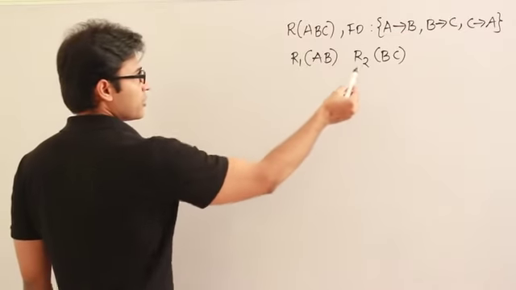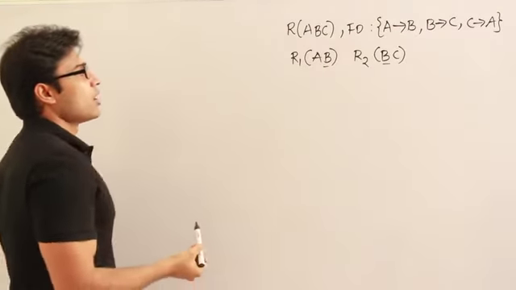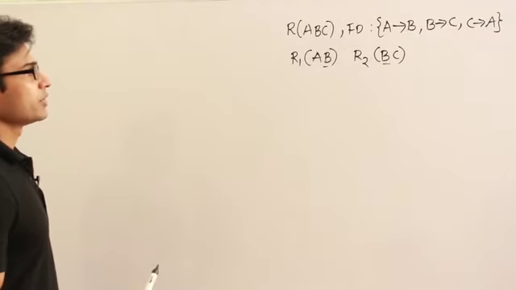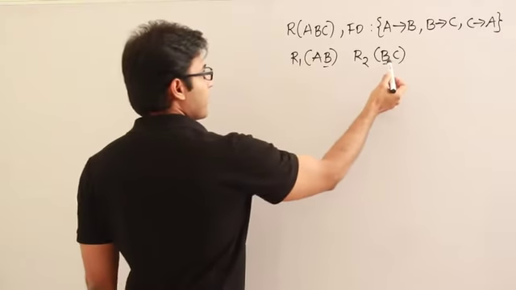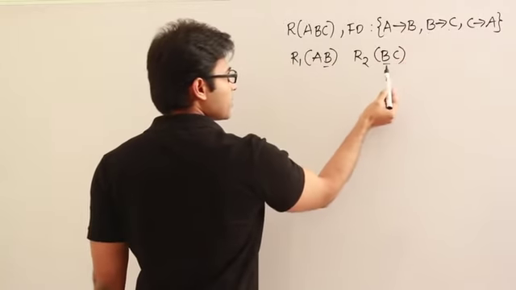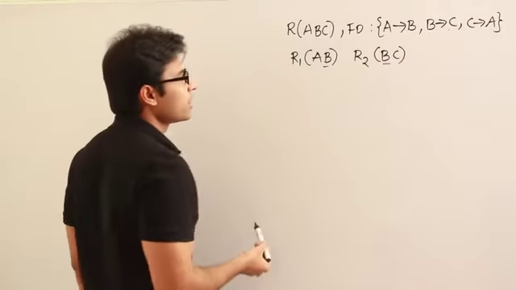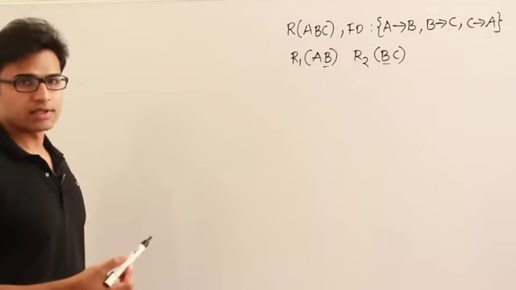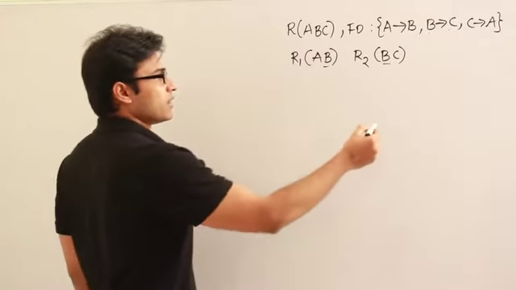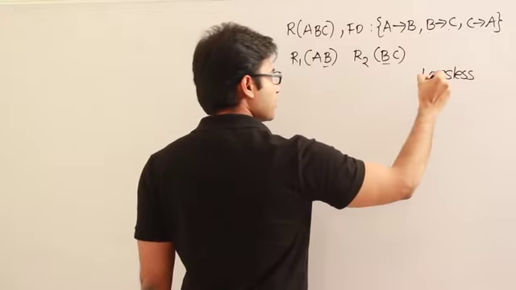So what is the common attribute here? The common attribute is clearly B, isn't it? So B has to be a key on one of them. Let's see this. Is B a key on this? Clearly B determines C is there, therefore B can determine C, therefore B can be a key for this, right? So at least for one of them it is the key, so it is lossless, right? So definitely this decomposition is a lossless decomposition, right?